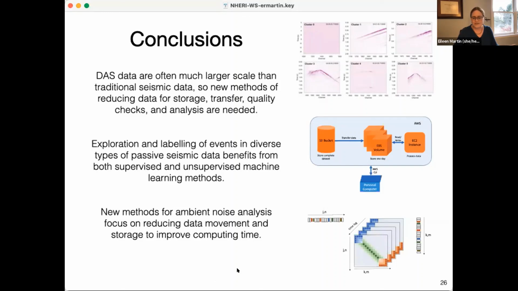And for doing ambient noise analysis, we've really been able to focus on reducing our data movement and had orders of magnitude gains in how fast we can analyze these data, which means we don't necessarily need to have a supercomputer running things for an array that only has maybe 1,000 sensors. Or we can scale to many, many more sensors, like tens of thousands of sensors, which is kind of where we're going with DAS now.